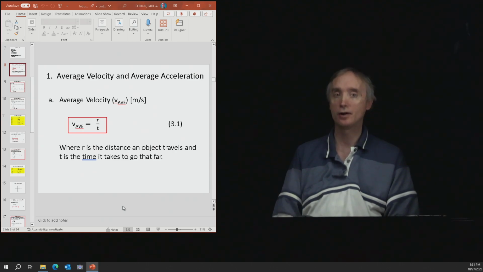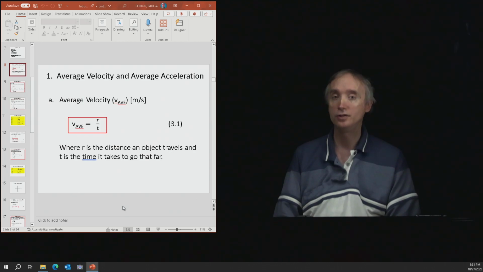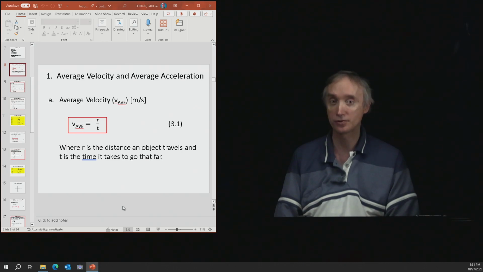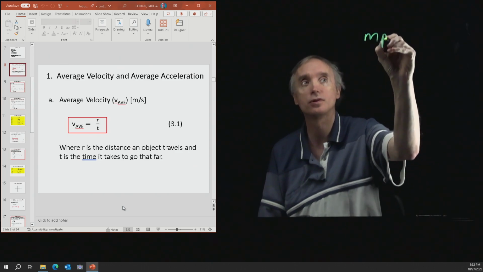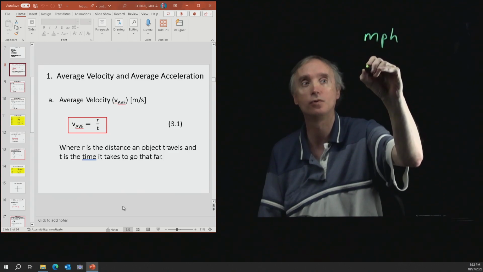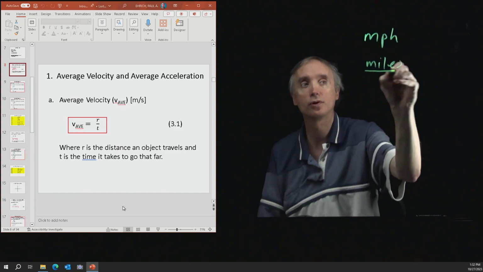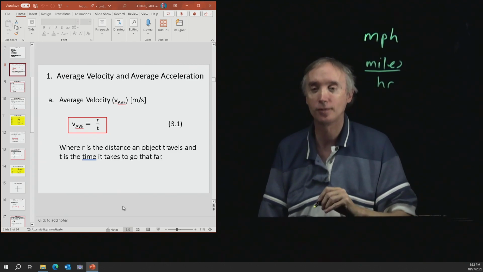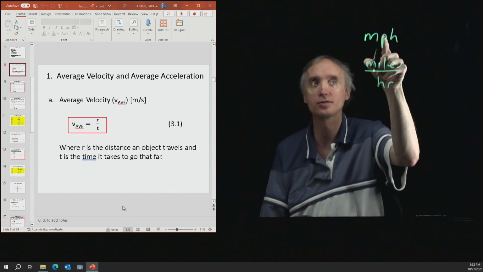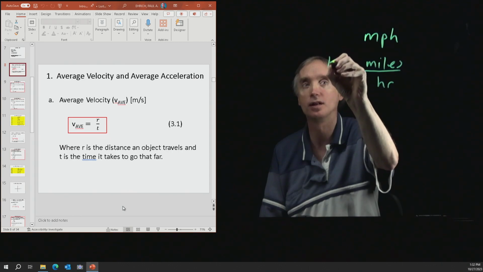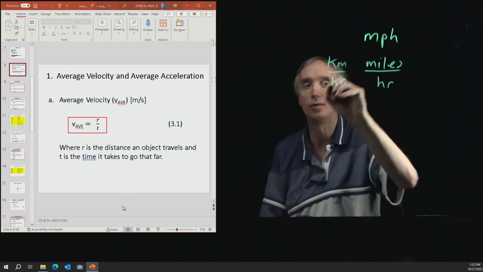And so let's think about your car. You have a speedometer. And so what does the speedometer measure? Okay, it's going to measure your speed. What are the units on your speedometer? Well, here in the United States, we might use mph, miles per hour. So this stands for miles per hour. But if you're from anywhere else in the world, you're probably going to use metric units. And so instead of miles per hour, you're probably going to use kilometers per hour.